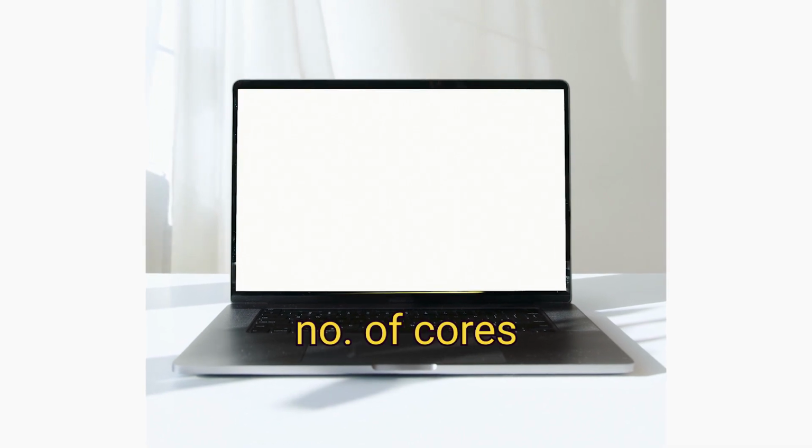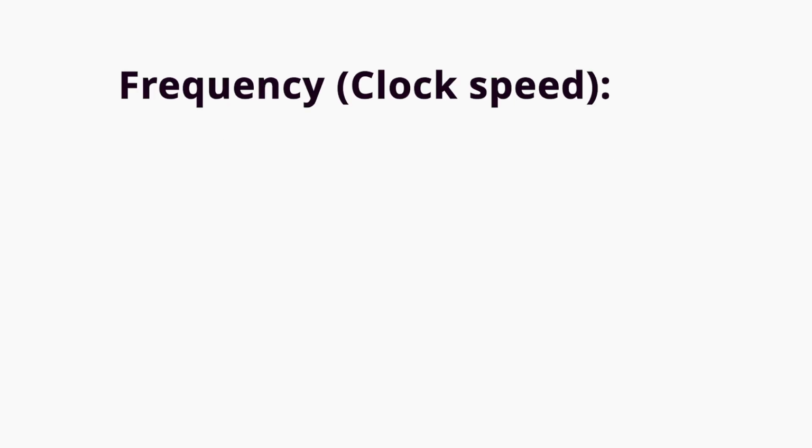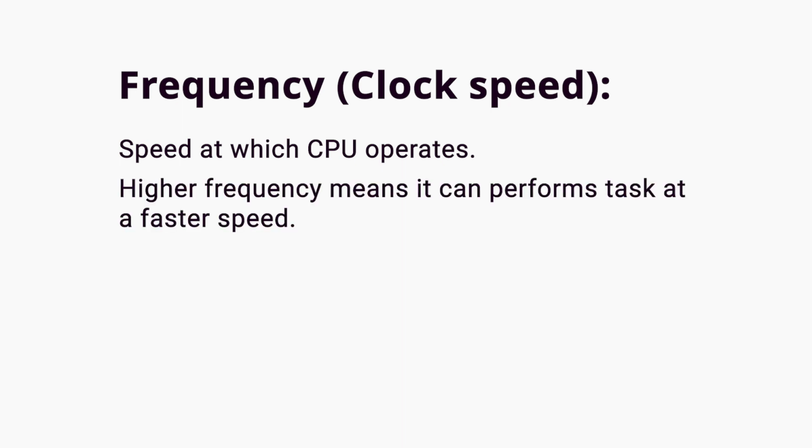Terms like number of cores and frequency determine how powerful the processor is. The general rule of thumb is the higher the number of cores and the higher the frequency, the more powerful the processor will be. At first, let's look at what these terms mean. Core is the processing unit inside the CPU that can execute instructions and perform the tasks. The more cores a CPU has, the more it will be able to perform multiple tasks at the same time. Frequency is the speed at which the CPU operates. So higher frequency means the CPU can perform tasks at a faster speed.